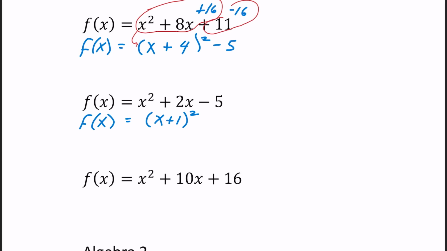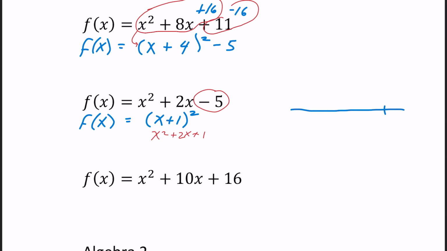So if I expanded x plus 1 squared, it would create x squared plus 2x plus 1. Now I'm going to ask myself a question. Do I like it? Is x squared the correct thing? Yes. Is 2x the correct thing? Yes. Is plus 1 the correct thing? No. It's supposed to be a minus 5. So is the plus 1 that's created by this expansion too big, too small, or just right? Well, it's too big.